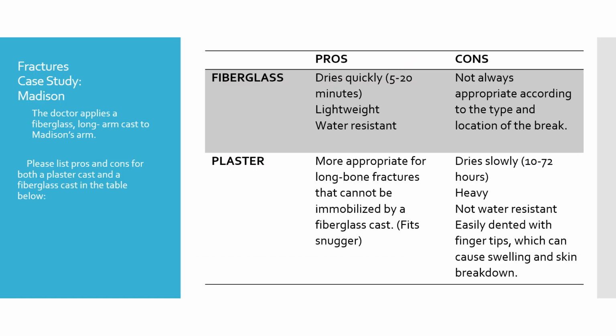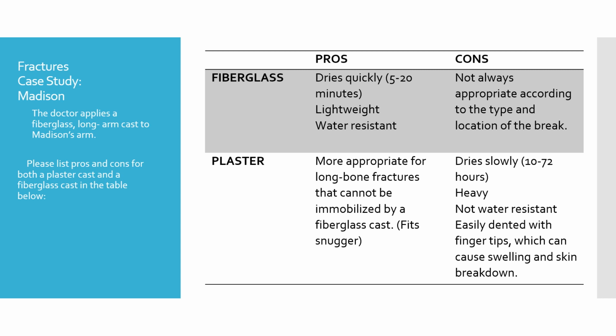So the next question in your packet, we're talking about the doctor applying a long arm fiberglass cast to Madison's arm. What are the pros and cons of using a fiberglass cast? And what are the pros and cons of using a plaster cast? So we've kind of just addressed this. Fiberglass cast dries quickly, it's lightweight, it's water resistant. But again, it's not always appropriate according to the type and location of the break.